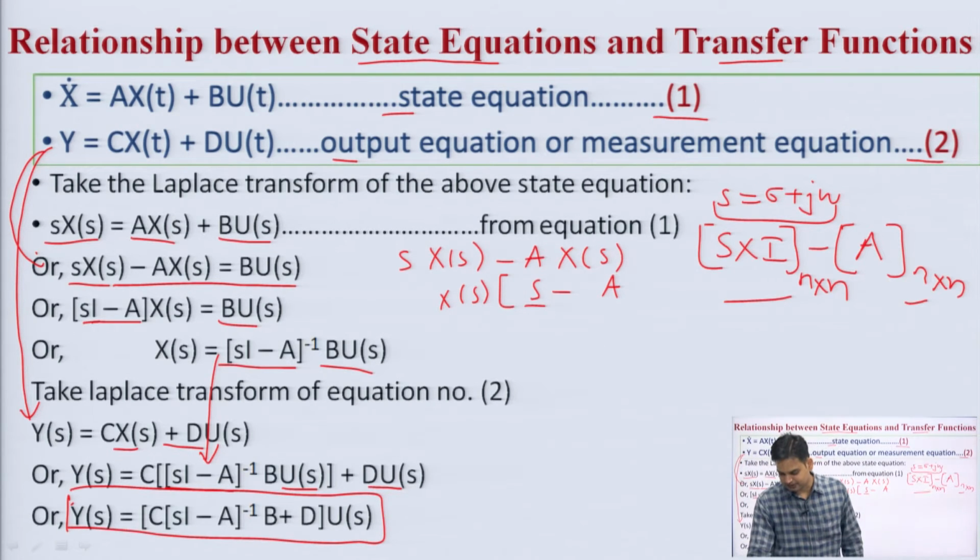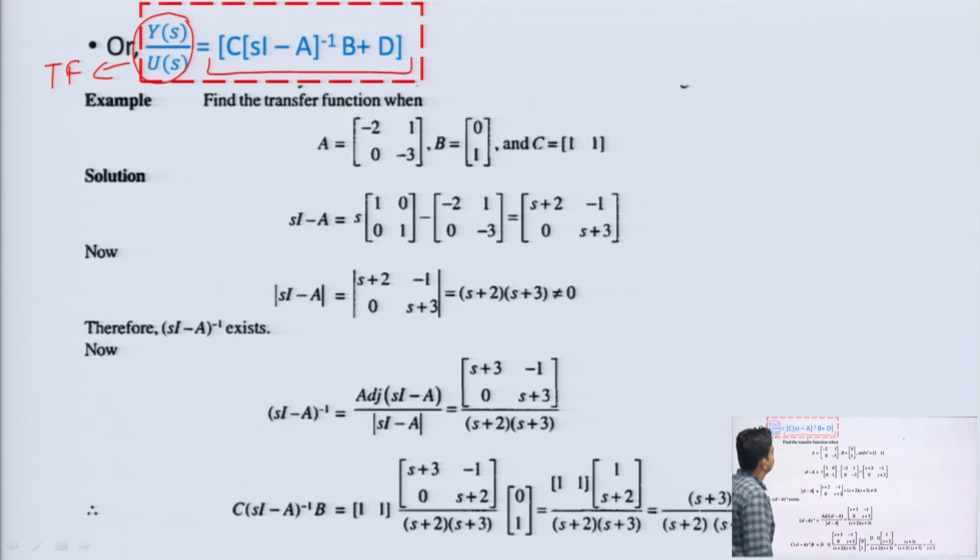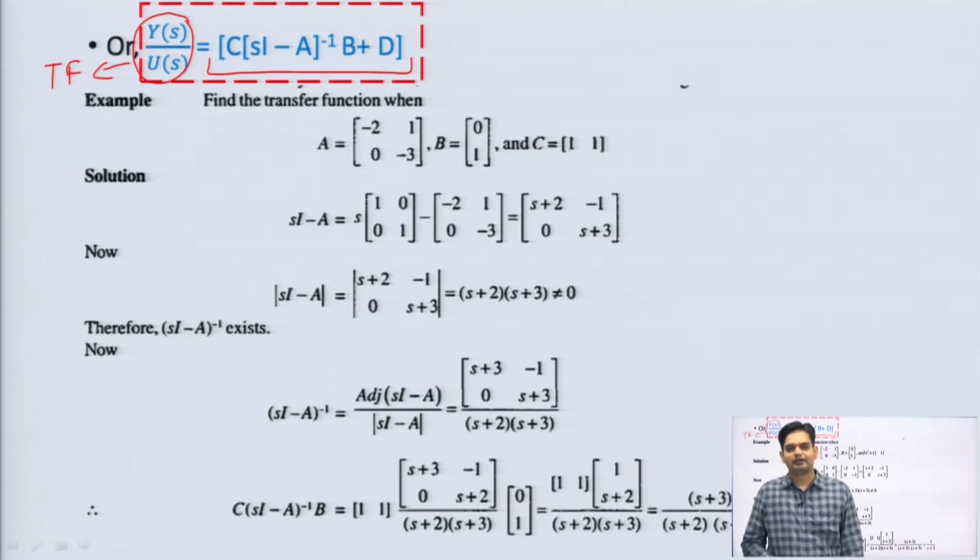So, this is the expression we have derived till now. Now, if I take the common U(s) and take it to the LHS, Y(s) over U(s) will make the transfer function, and this expression C multiplied by (sI minus A) inverse multiplied by B plus D, if you multiply it, will convert your state space model into a transfer function, right.